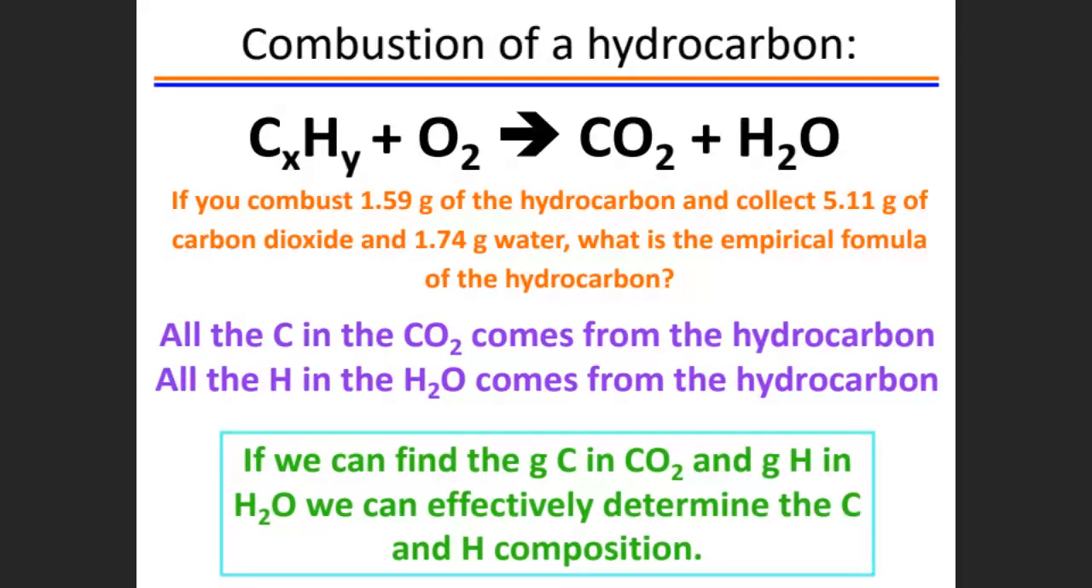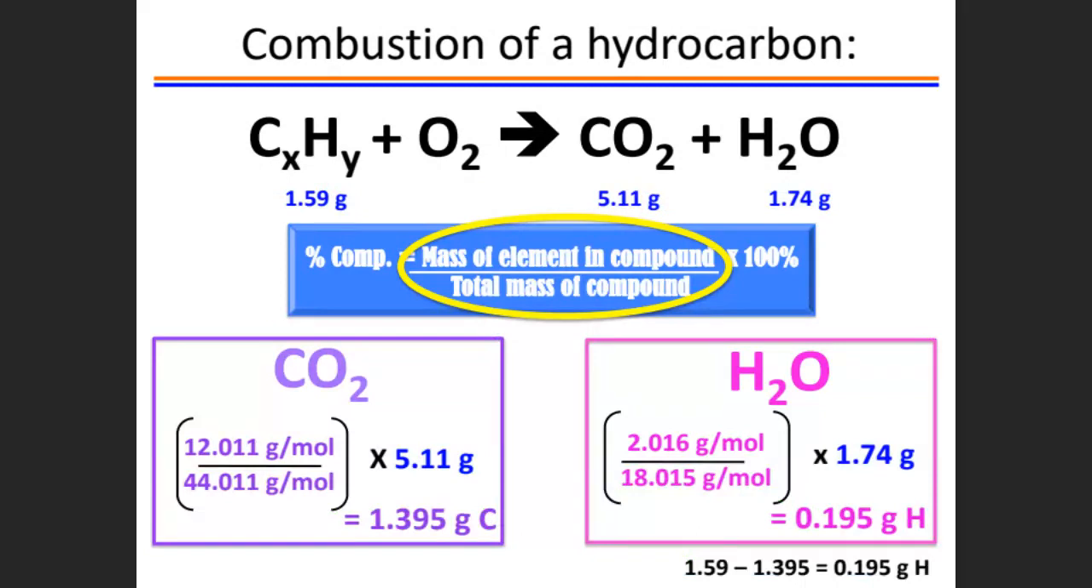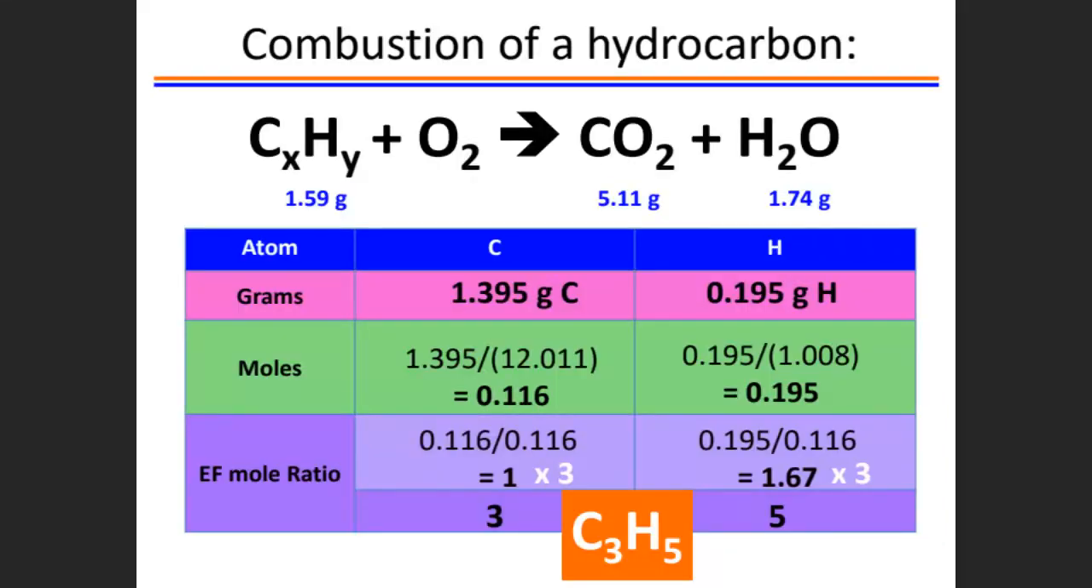All the carbon in the carbon dioxide comes from the hydrocarbon. All the hydrogen in the water comes from the hydrocarbon. If we can find the gram of carbon in carbon dioxide and gram of hydrogen in water, we can effectively determine the composition. So you have here the same individual per mole and total, and we have the existing amount. So we will find the gram of carbon and hydrogen. Follow it and then do the same: gram to mole to ratio.